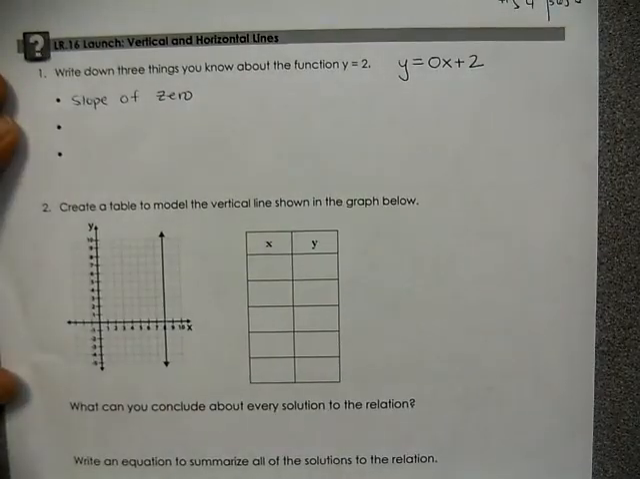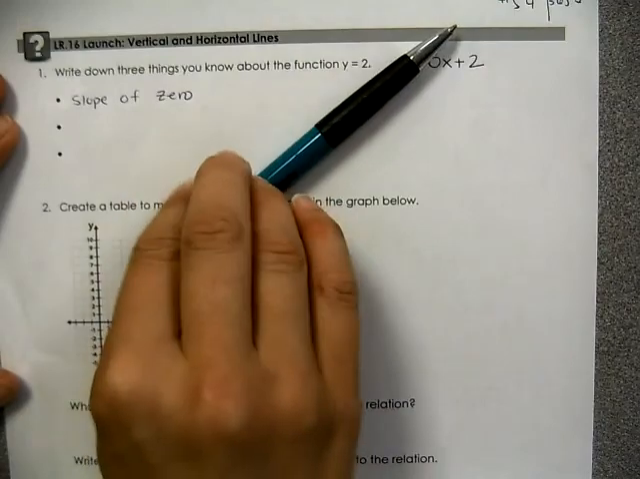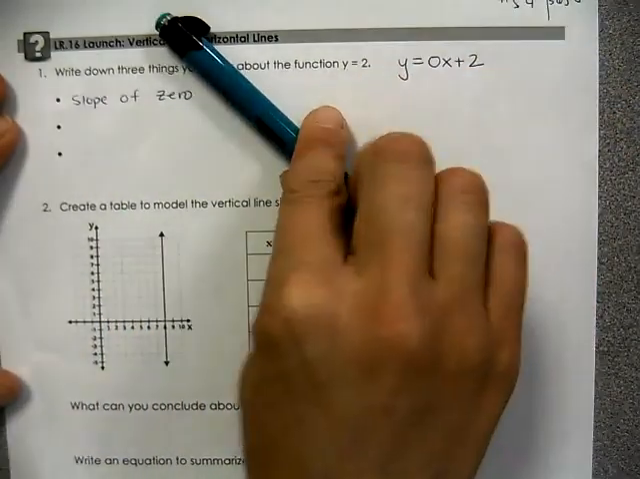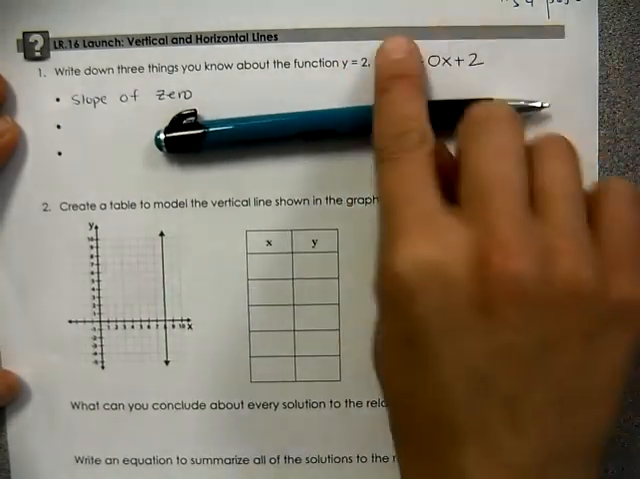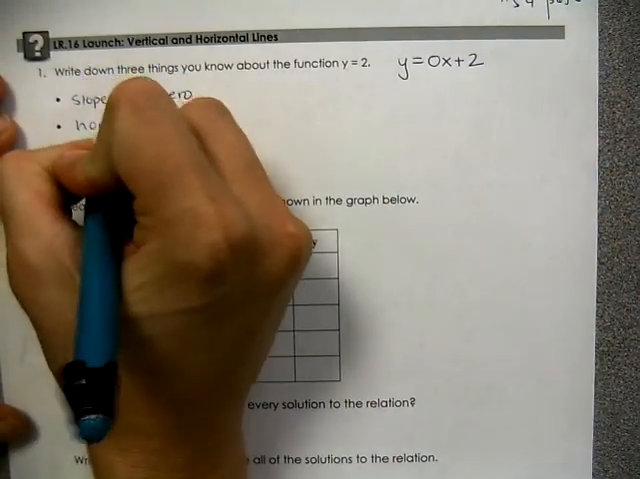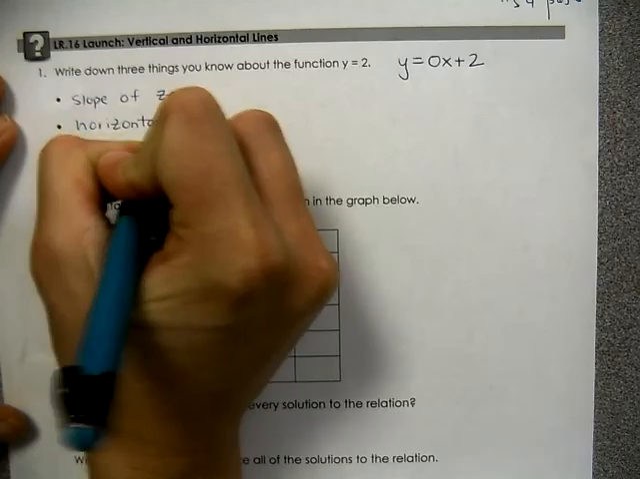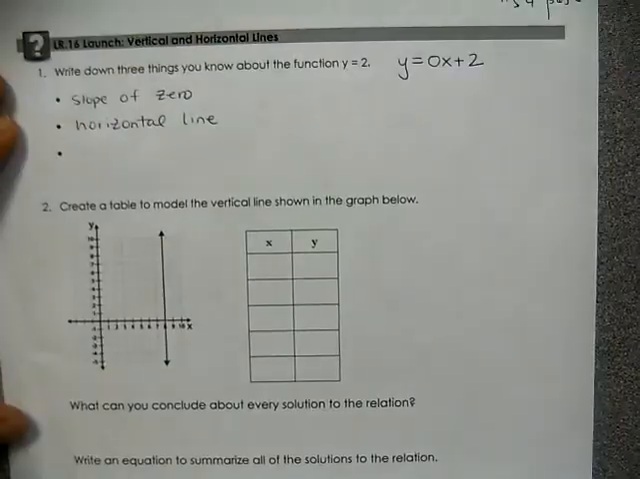Well, if it has a slope of 0, I remember a slope that's positive is increasing, a slope that's negative is decreasing, so a slope of 0 would be in between those positive and negative numbers. So I'm going to have a horizontal line. So the graph is a horizontal line.